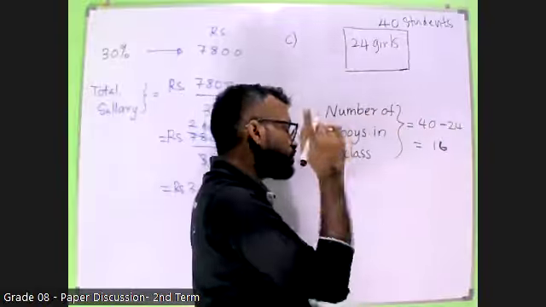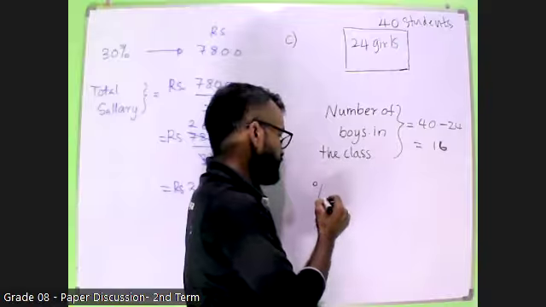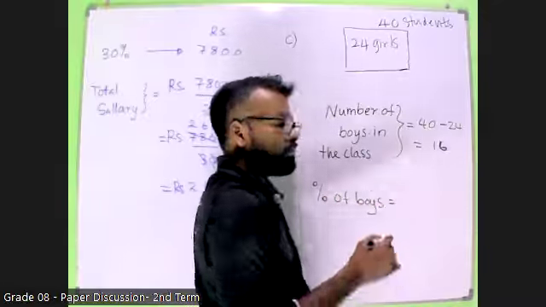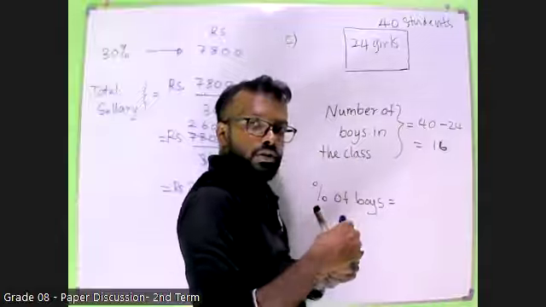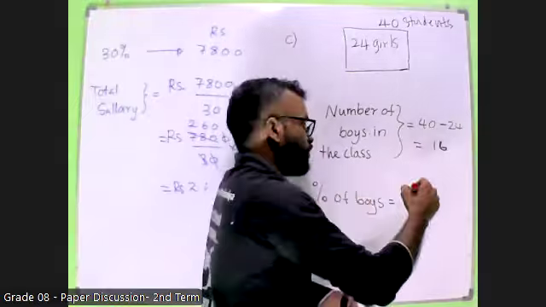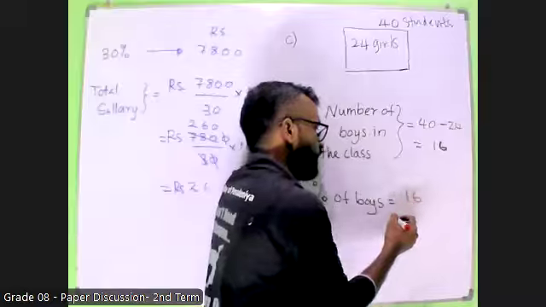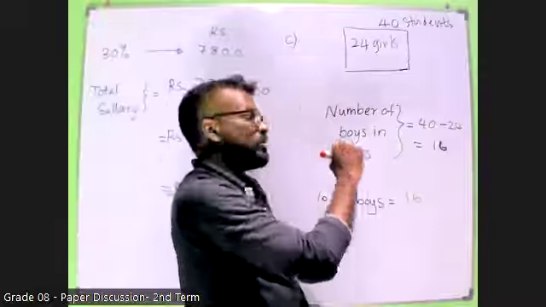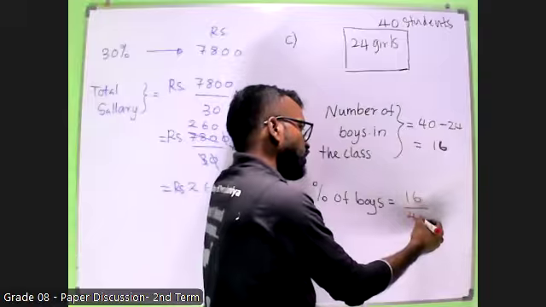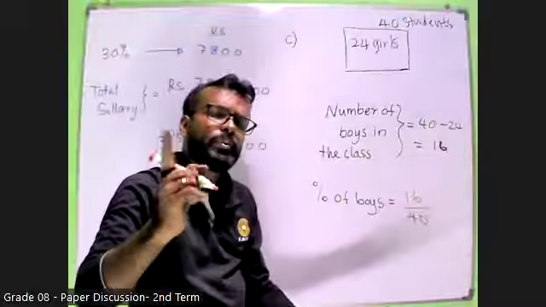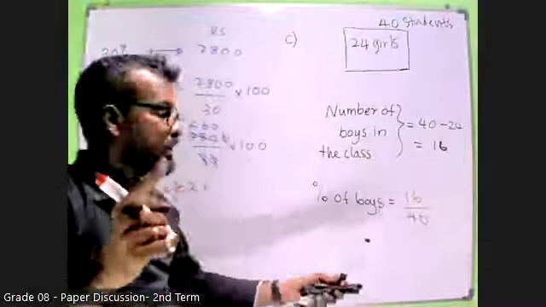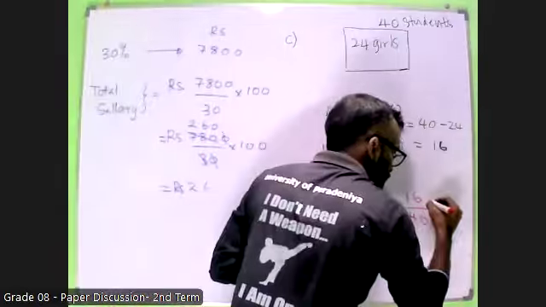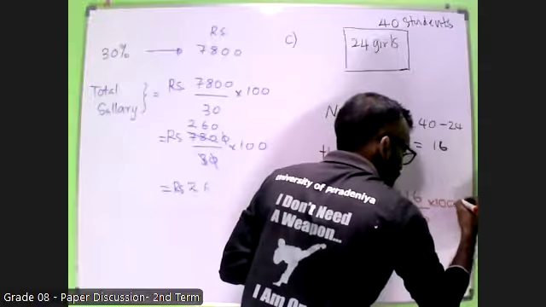Percentage. So how to find the percentage of the boys? Percentage of boys. So this is the way you are going to find. How many boys are there? 16 boys. And how many total students are there? 40 total students. How do you obtain the percentage? If you want to obtain the percentage of this, you need to multiply it by 100%.